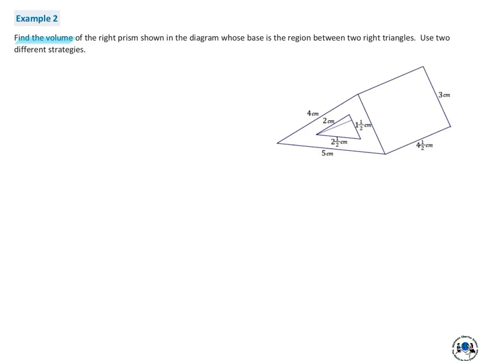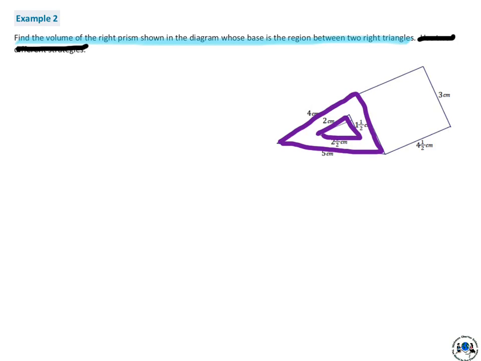Okay, so here we are. Next, we are going to find the volume of the right prism shown in the diagram, whose base is the region between the two right triangles. Here are the right triangles right here. You can see here's our one right triangle there, another right triangle there. It says right here, and you probably see in your book, to use 2 strategies, but I want to just use 1 strategy.